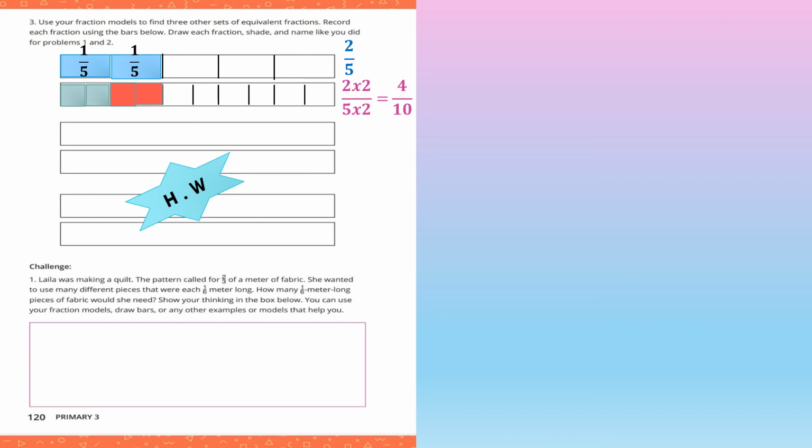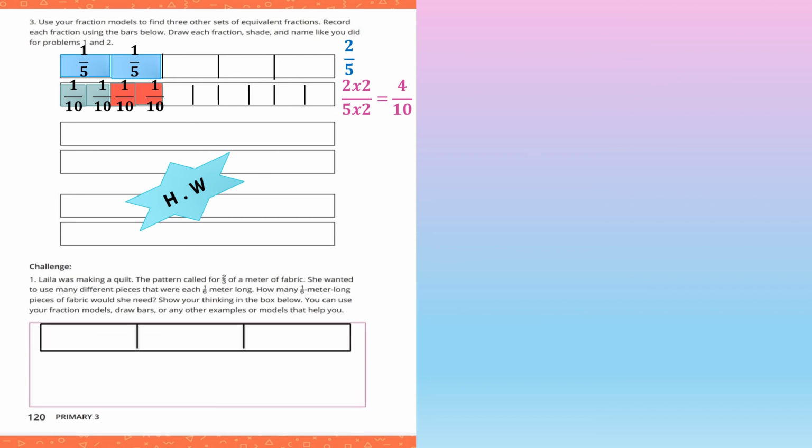Layla was making a quilt. The pattern called for 2/3 of a meter of fabric. She wanted to use many different pieces that were each 1/6 meter long. How many 1/6 meter long pieces of fabric would she need? She has 2/3. We can represent it using a bar model like this. Divide it into 3 parts and color 2 parts. Each part is 1/3.